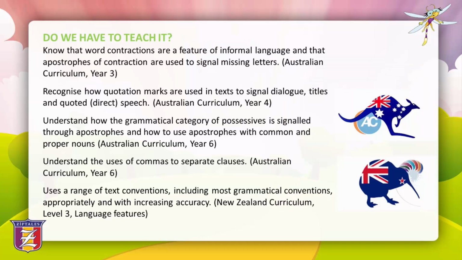Do we have to teach it? Yes. Know that word contractions are a feature of informal language and that apostrophes of contraction are used to signal missing letters. Recognize how punctuation marks are used in text to signal dialogue, titles, and quoted or direct speech. Understand how the grammatical category of possessives is signaled through apostrophes and how to use apostrophes with common and proper nouns. Understand the uses of commas to separate clauses. Uses a range of text conventions, including most grammatical conventions, appropriately and with increasing accuracy.